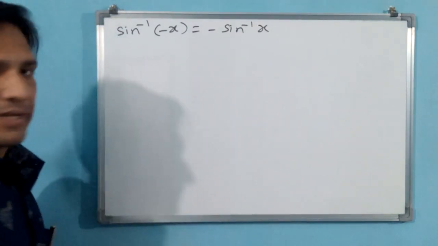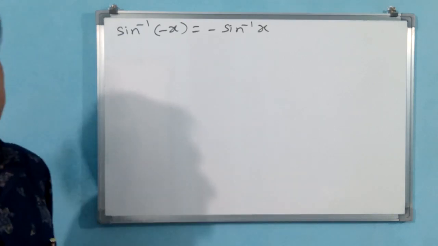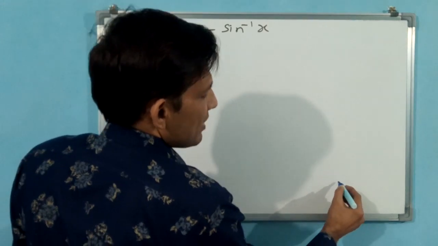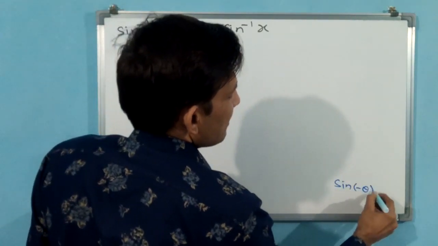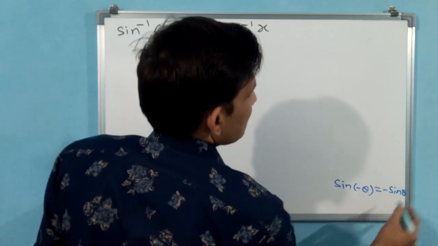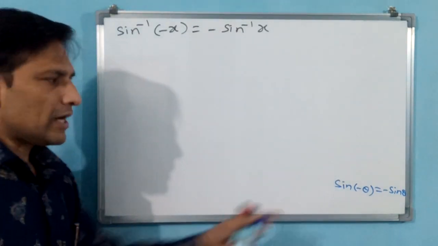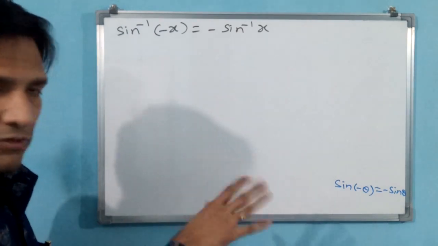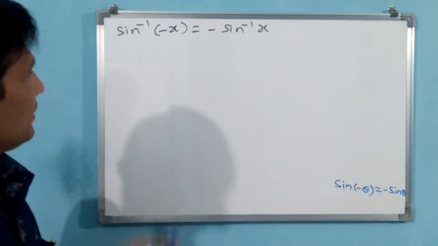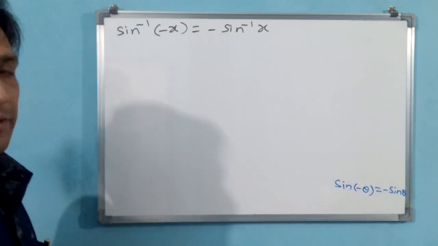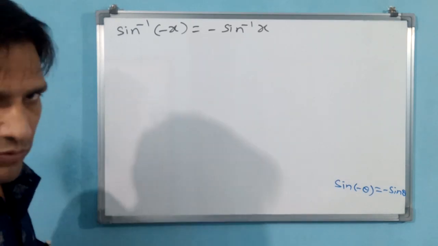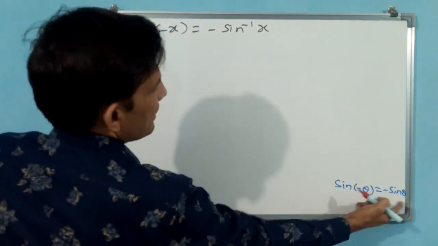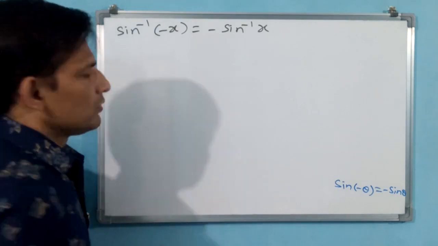The next property: sin inverse of minus x is equal to minus sin inverse x. This property we will show, but here I am writing: sin of minus theta is equal to minus sin theta. This we already know, you have to keep it in your mind. Now we have to show sin inverse of minus x is equal to minus sin inverse x. It is like sin of minus theta equals minus sin theta, but even then we will show it.